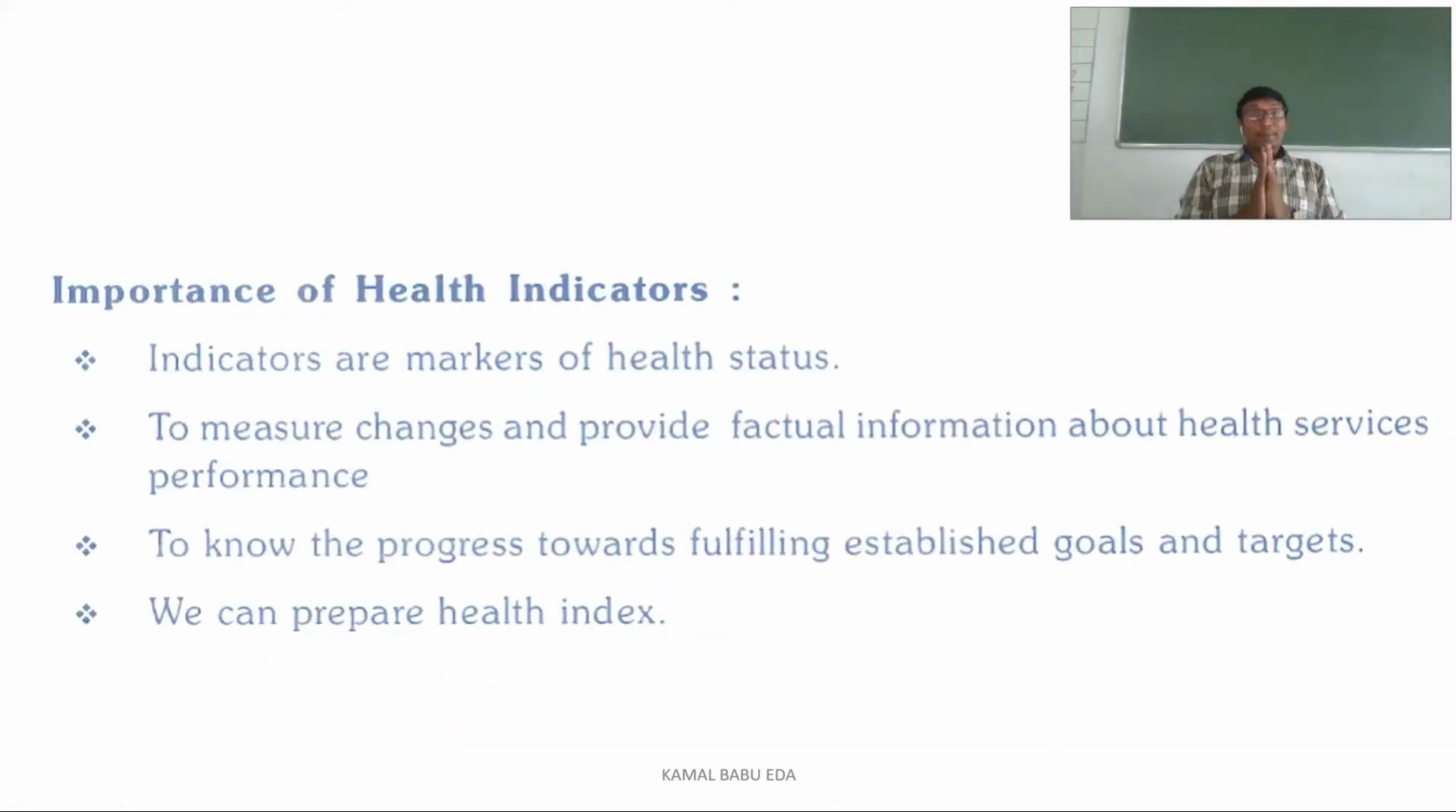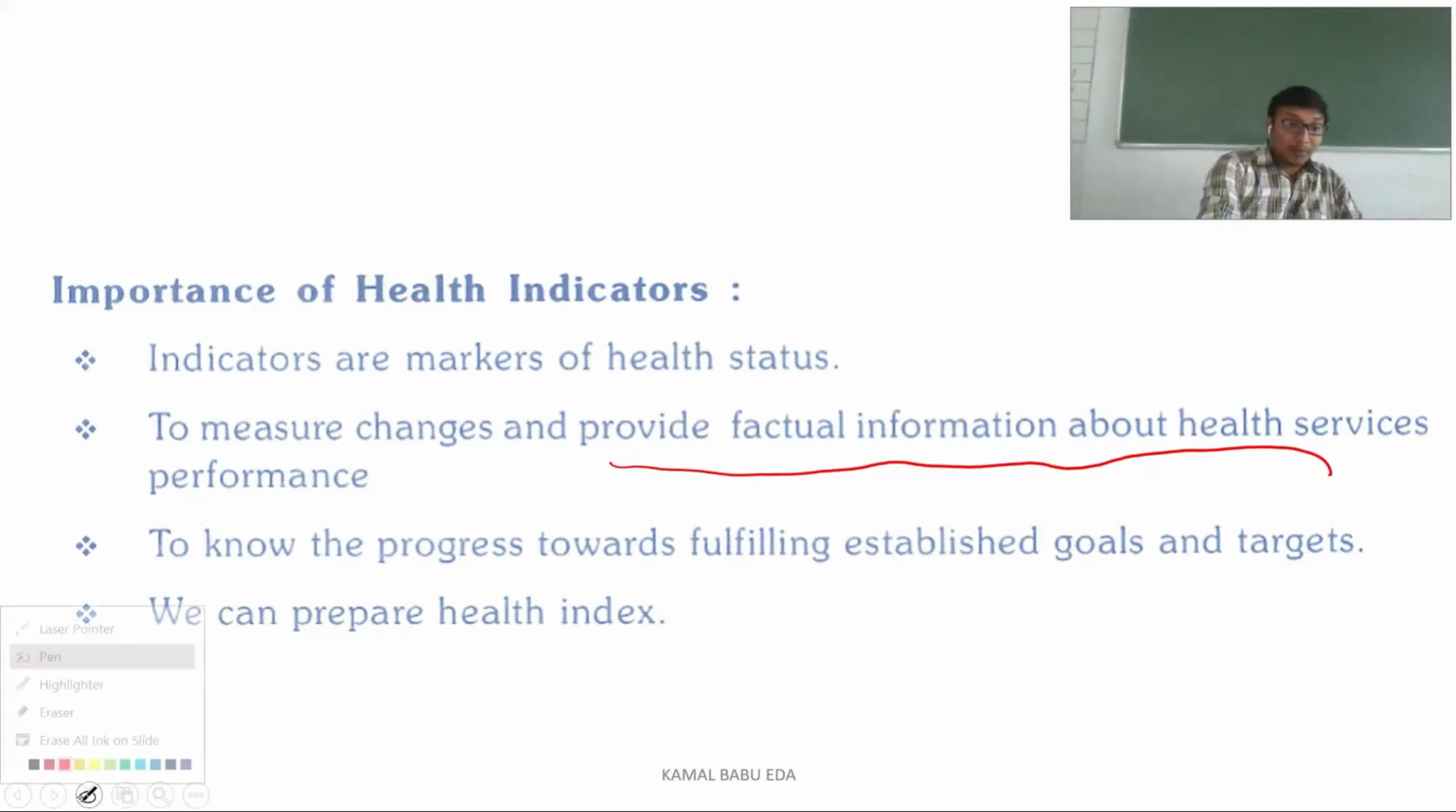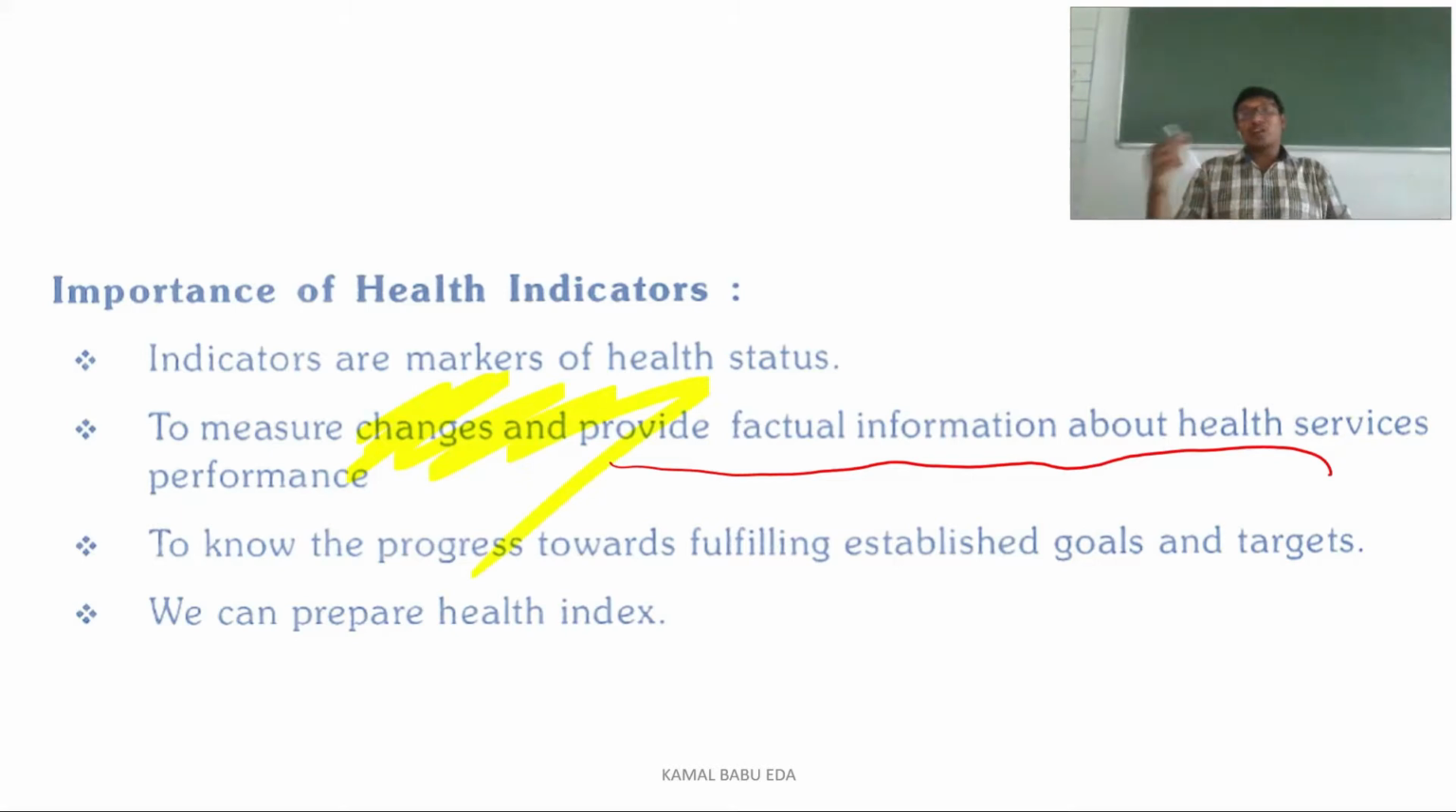Now we'll see what the importance of a health indicator is. It gives us markers regarding the health status of persons, and it is also used to measure changes and provide factual information about health services and performance. Mainly it is used to measure the changes, what type of services need to be provided to the community, and what type of service performance should be changed, what is the performance rate of the services being provided to the community. All these things will be known whenever you are using the health indicators.